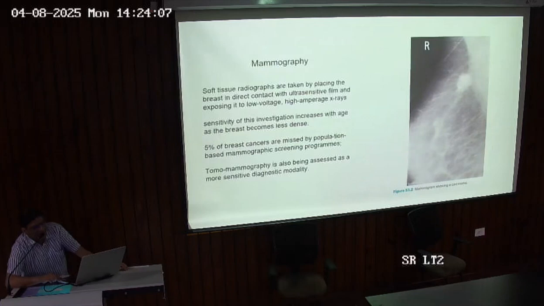Mammography. These are soft tissue radiographs, taken by placing the breast in direct contact with ultra-sensitive film, and the X-ray image is produced. But what is the quality of this X-ray? This is low voltage and high ampere X-rays. It means that it is more focused or more informative about the soft tissues than bone. Even 5% of breast cancers are missed on population screening programs.